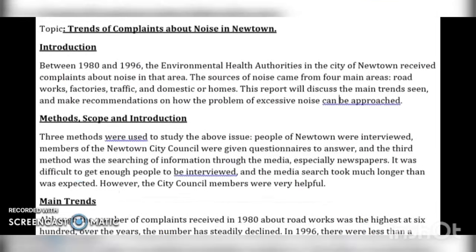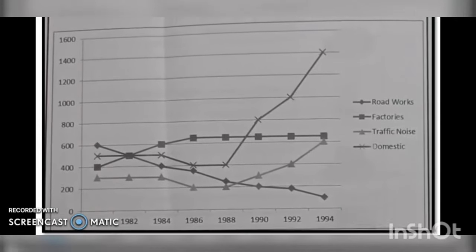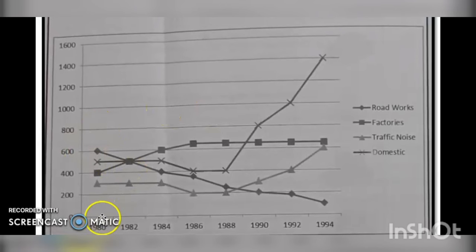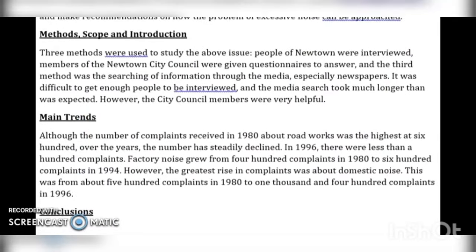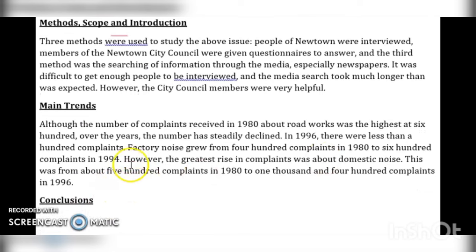Okay, let's look at it again. See, it's just reading the information. So if you're going to read this, the noise from the factories in 1980 was 400, then it increased to probably 500 in 1982, and then a slight increase in 1984, then a steady movement from 1986 up till 1994. All right, so that's just reading the information on the graph.